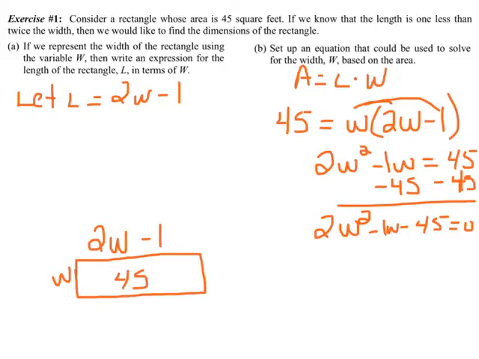Well, this is also not a nice problem because we have to use the AC method. 2 times 45 is going to give me 90. So, what numbers multiply to 90, subtract to give me 1? Well, hopefully you told me 9 and 10. So I'm going to have 2W squared minus 10W plus 9W minus 45.